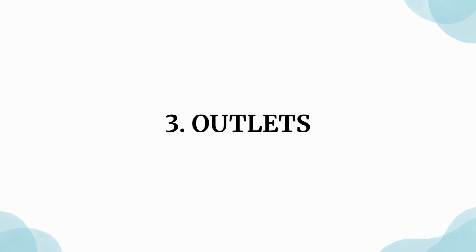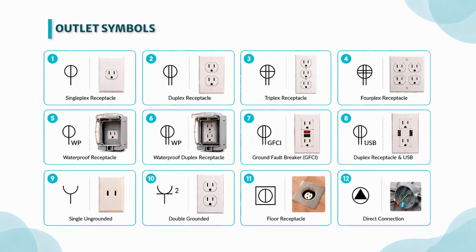Third, outlets. Commonly shown as a circle with lines. One vertical line means it's a single outlet. 2 vertical lines means it's a duplex, the standard double outlet you see everywhere. You'll often see letters added to the symbol for more detail. USB, for example, means the outlet has built-in USB charging ports. Whatever the letter is, check the legend to confirm what it means.